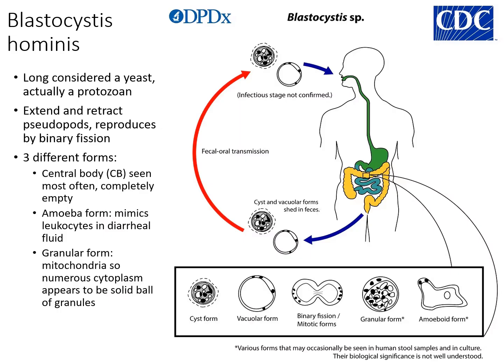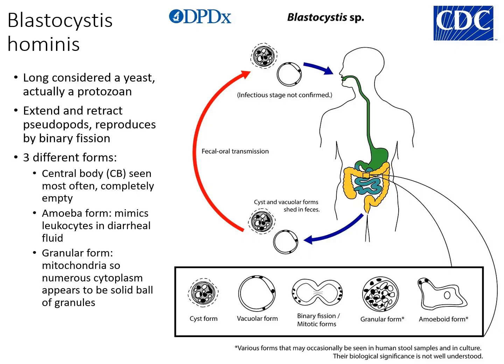Blastocystis hominis is an intestinal protozoan that was long considered to be a yeast due to its round, vacuolated appearance in stool specimens. However, advances in ultrastructural and molecular analysis have confirmed that Blastocystis is actually a protozoan, not a fungus. This misclassification persisted for decades, primarily because of its unusual morphology and the lack of visible movement in most forms under light microscopy.